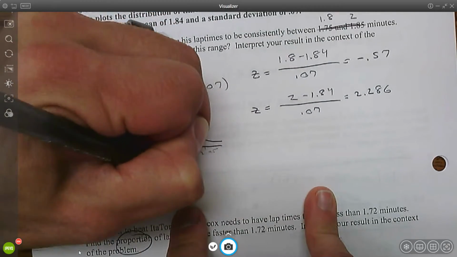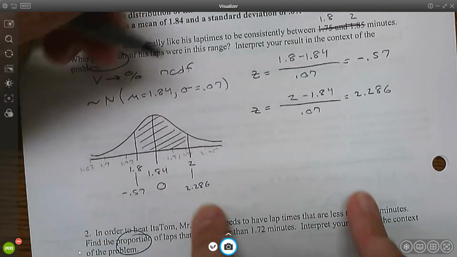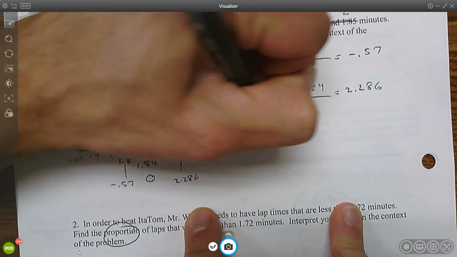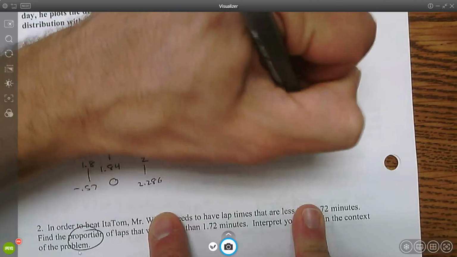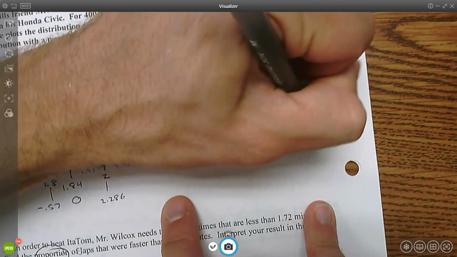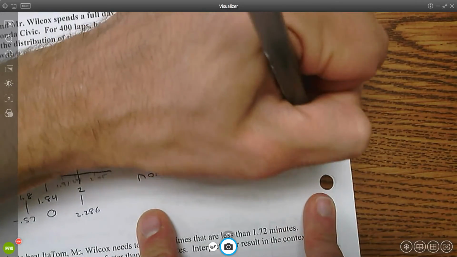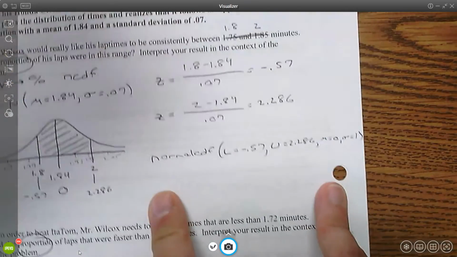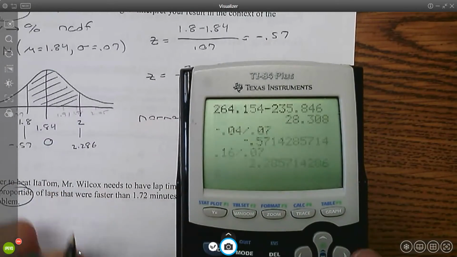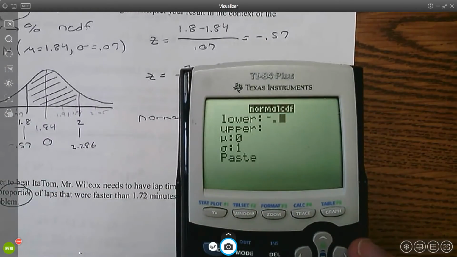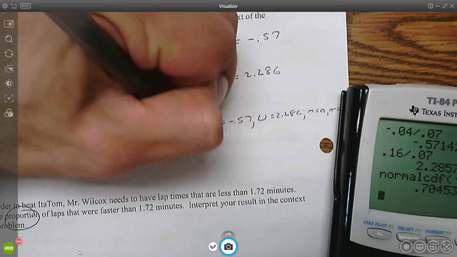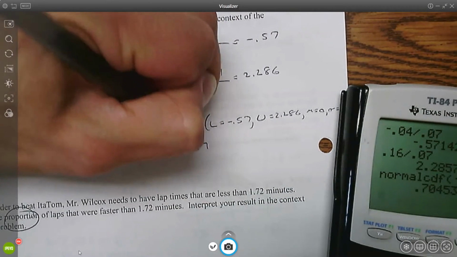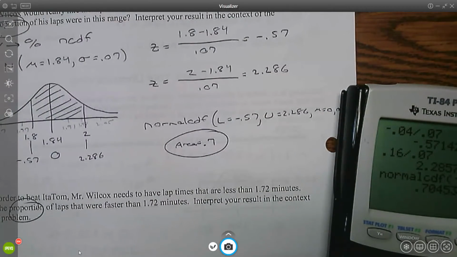This z-score is 2.286. So I'm doing normal CDF. The lower is -0.57. Upper is 2.286. The mean is 0. Standard deviation is 1. And then I'm just plugging this in. -0.57 to 2.286, which is going to be about 0.7 for the area under the curve, or the probability.